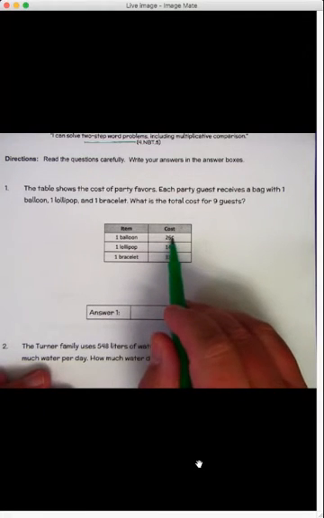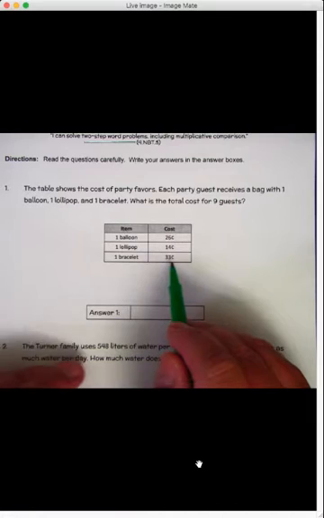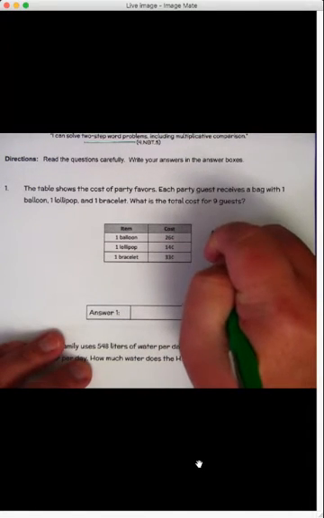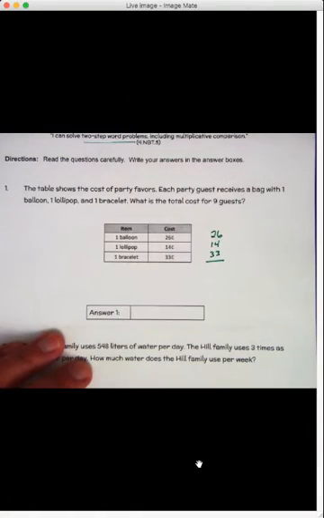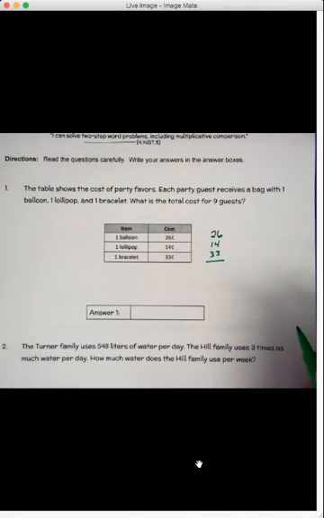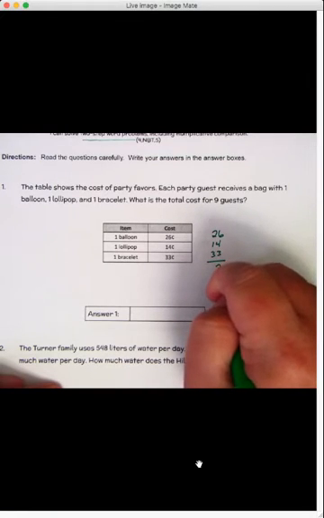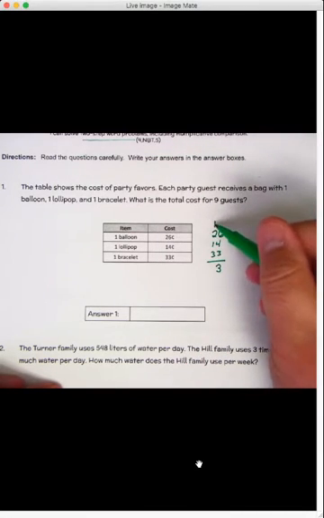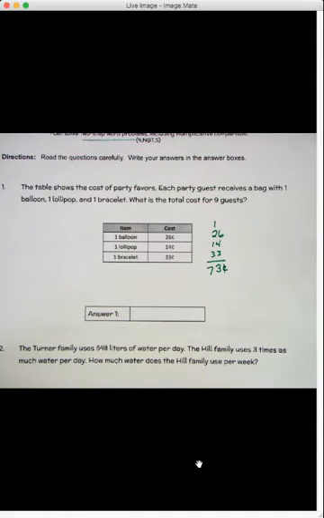So we know a balloon is 26 cents, a lollipop is 14 cents, a bracelet is 33 cents. And every bag is going to have one of each of those in it. So we're going to need to add those 3 numbers together, 26 and 14 and 33. So let's add those 3 numbers together now. 6 plus 4 is 10, plus 3 is 13. Put my 3 down and carry my 1. 1 plus 2 is 3, plus 1 is 4, plus 3 is 7. So every bag costs 73 cents. That was our first step.